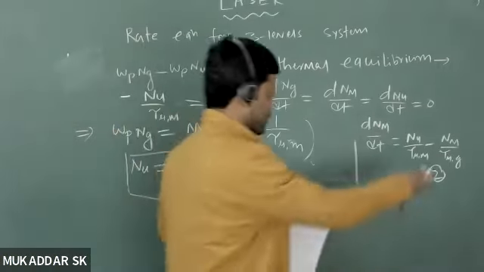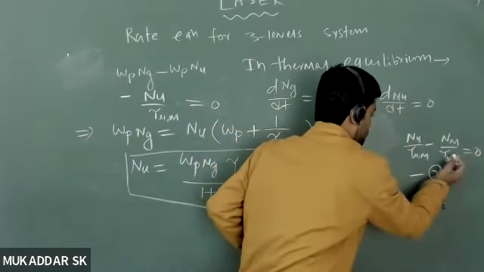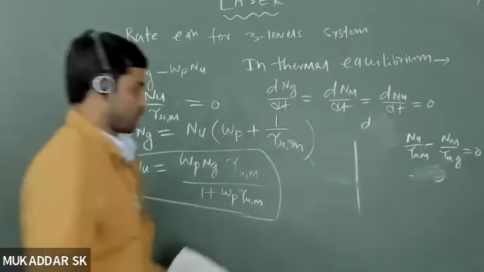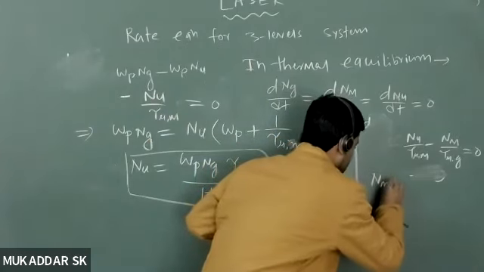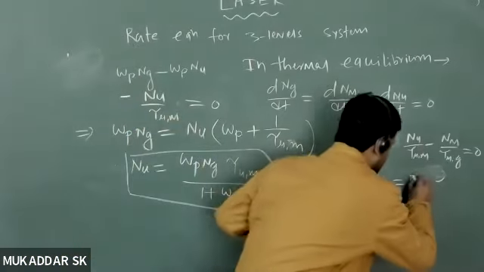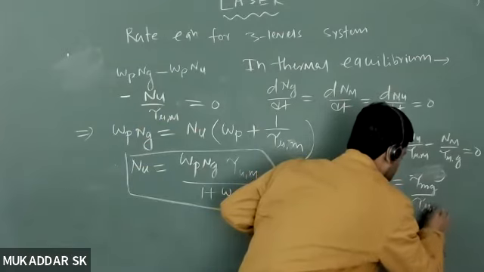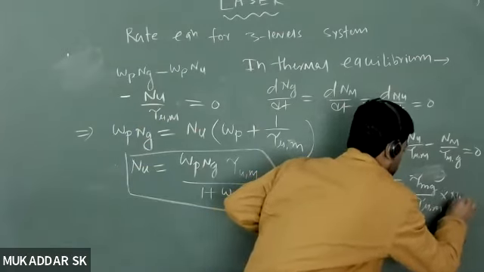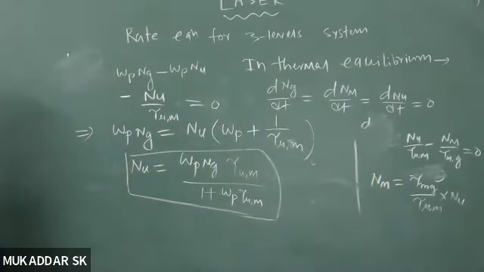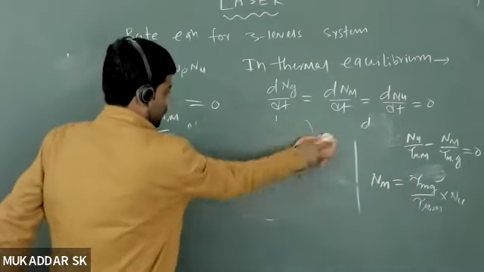Okay. Now equation number 2. Again at thermal equilibrium, this should be 0. It means the population N_M at the metastable level will be tau of MG divided by tau of UM into N_U.